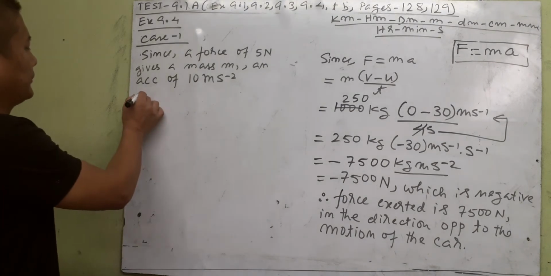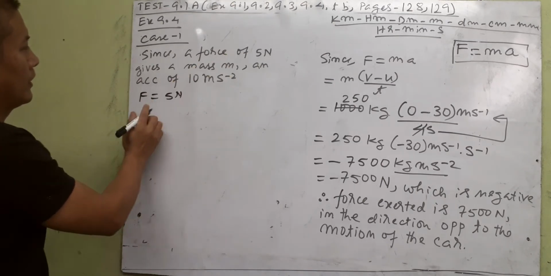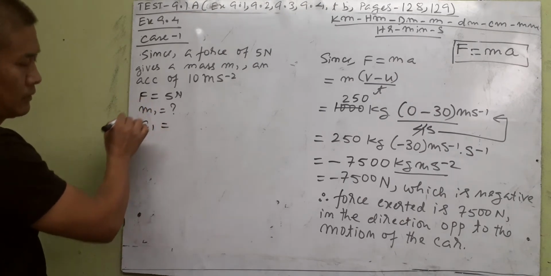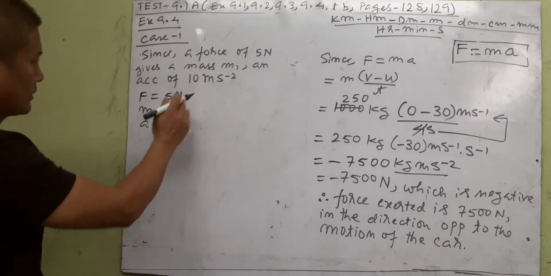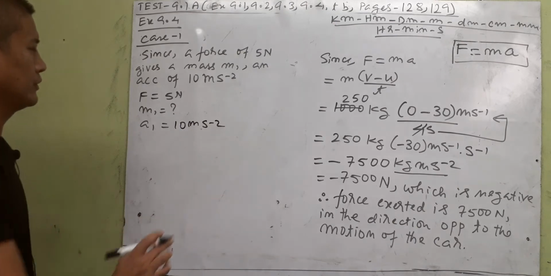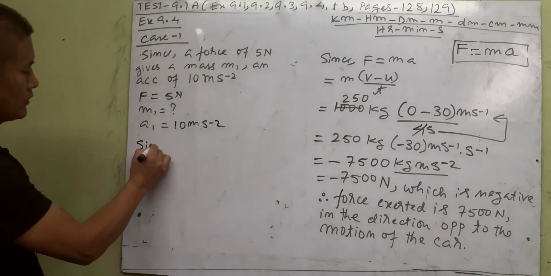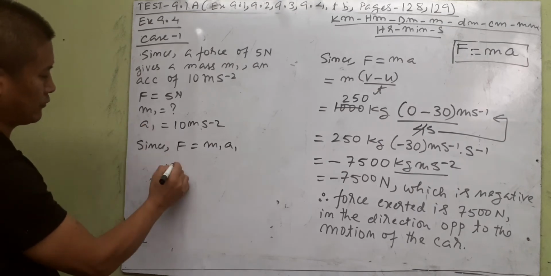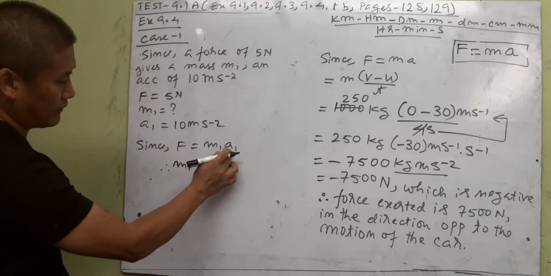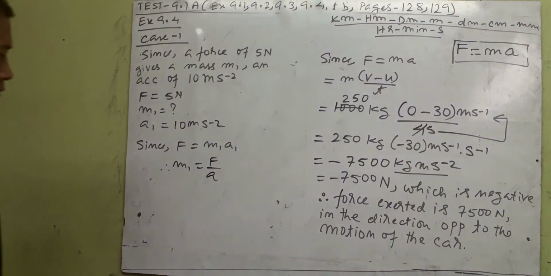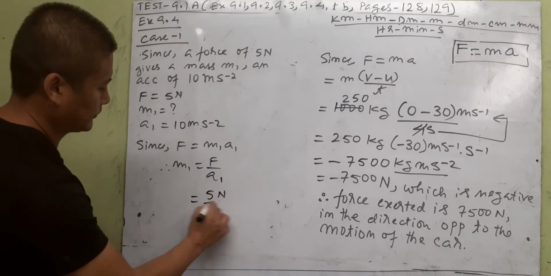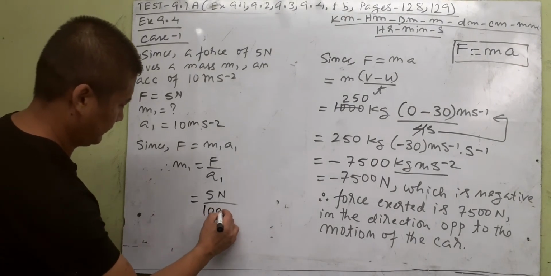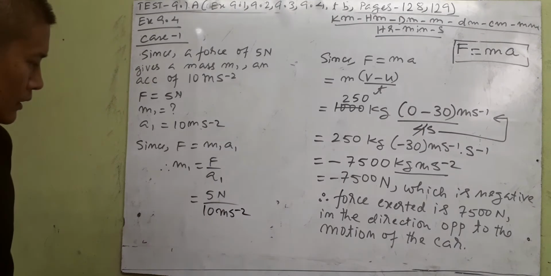So here F is 5 Newton, very clearly. M1, the mass, we don't know. A1 is 10 meter per second square. So with this, let us find out M1. Since we know by the formula F equal to M1 into A1, if you want to find M1, then don't move F. A1 shifted to the left side will come down. So M1 is F, 5 Newton, divided by A1, 10 meter per second square.